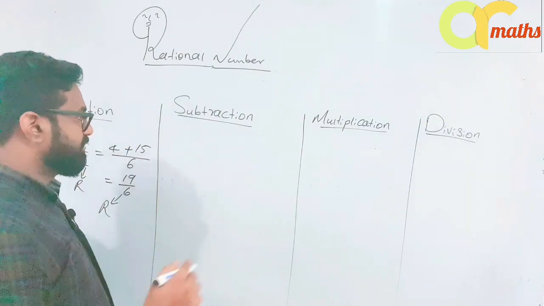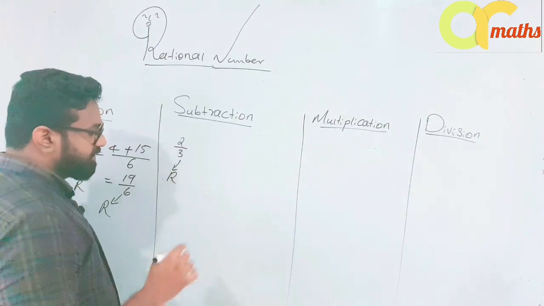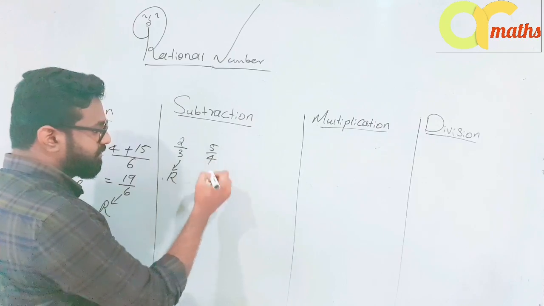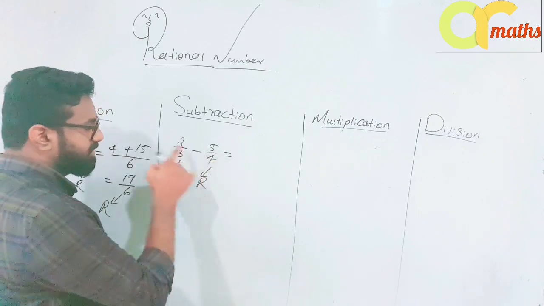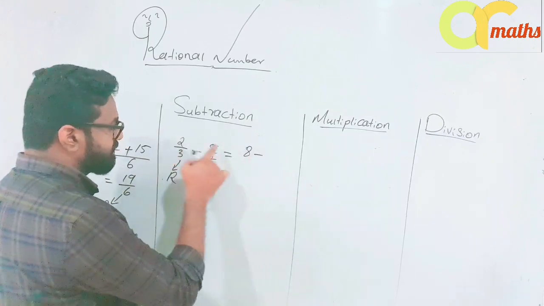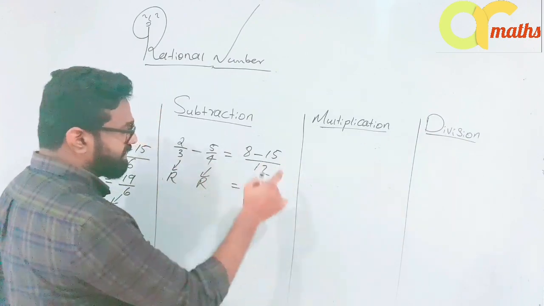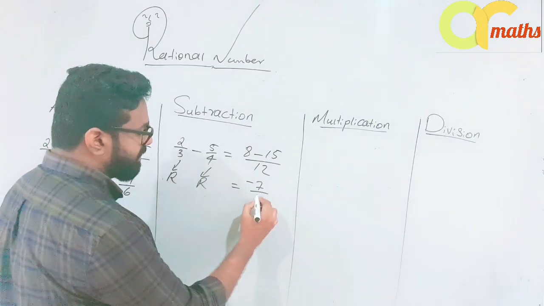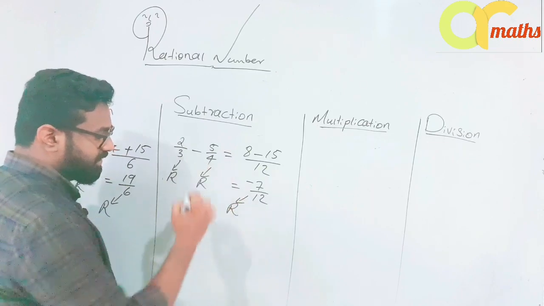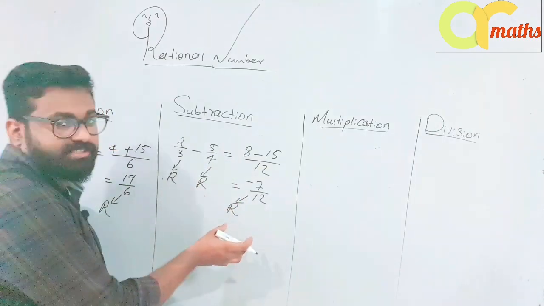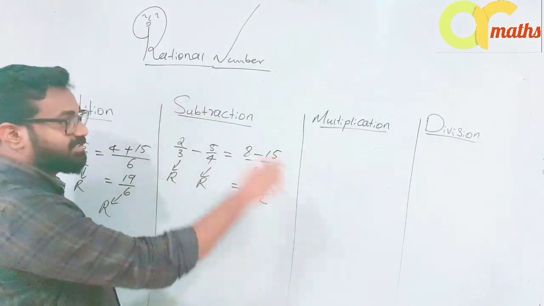Okay, in subtraction, take any rational number. Suppose I am taking 2 by 3. This is a rational number. Take another rational number 5 by 4. This is a rational number. Then subtraction. By cross multiplication, 2 into 4, 8, minus 3 into 5, 15, all divided by 3 into 4, 12. So 8 minus 15 is minus 7 divided by 12. Minus 7 divided by 12 is a rational number. So the input is a rational number and its output is also a rational number. Very simple. So rational numbers are closed under subtraction.